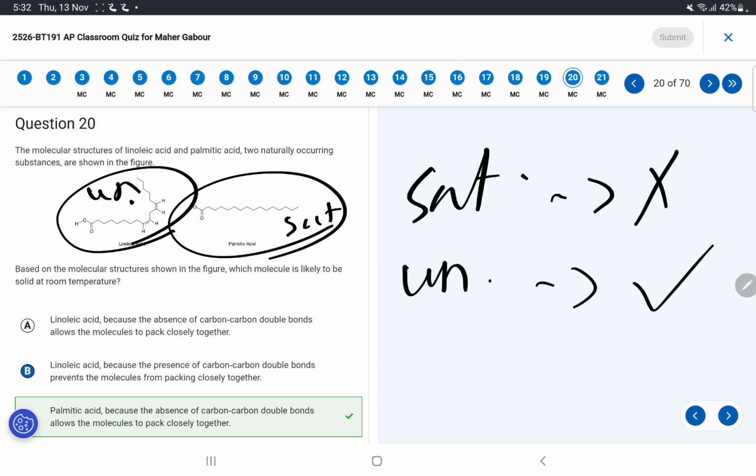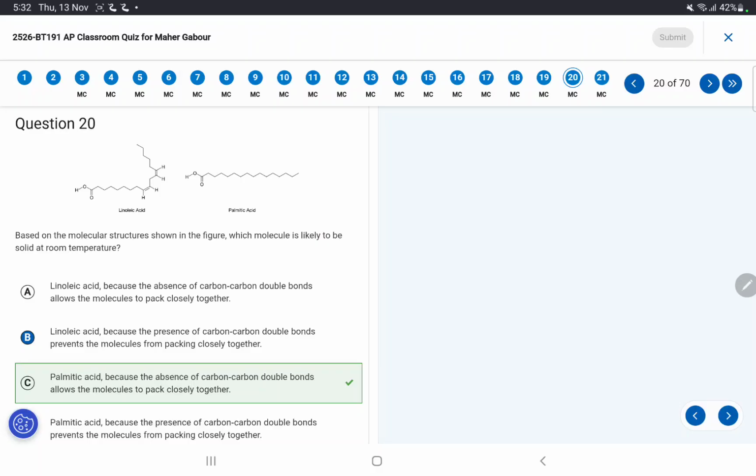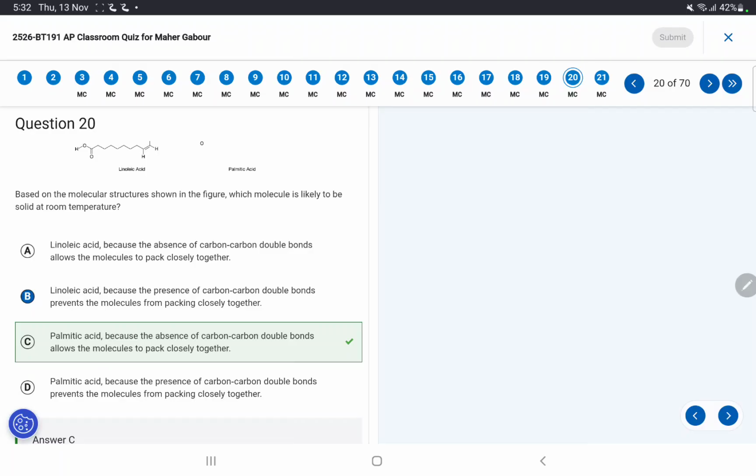The unsaturated one will be liquid, the saturated one will be solid. The saturated one is always solid at room temperature, the unsaturated one is always liquid at room temperature. Saturated, solid, both start with S. You can memorize it like that. So we're going to pick the one with the saturated fatty acids, the palmitic acid, because the absence of carbon-carbon double bonds allows the molecules to pack closely together. Absence of carbon-carbon double bonds means saturated.